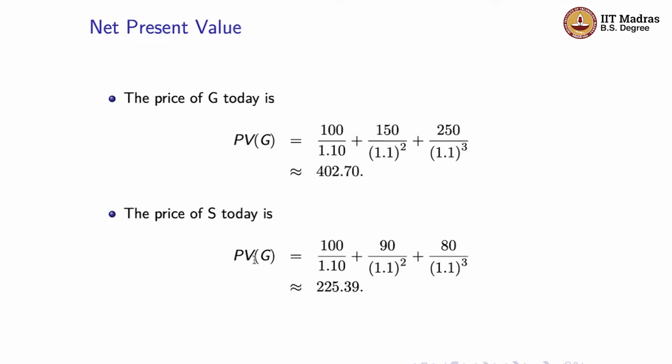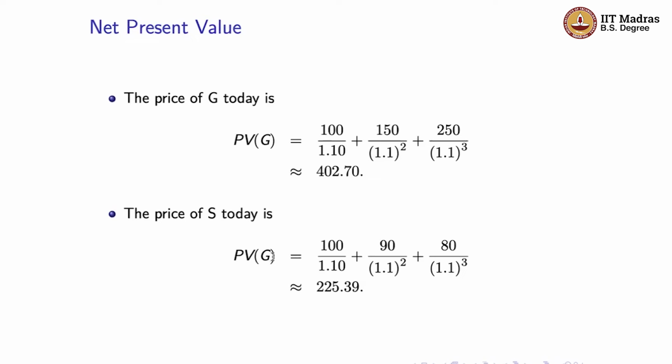And if you do the calculation, this is going to be 100 divided by 1.10 plus 90 divided by 1.1 square plus 80 divided by 1.1 cube, right? And this is approximately equal to 225.39. Again, this should be present value of S.